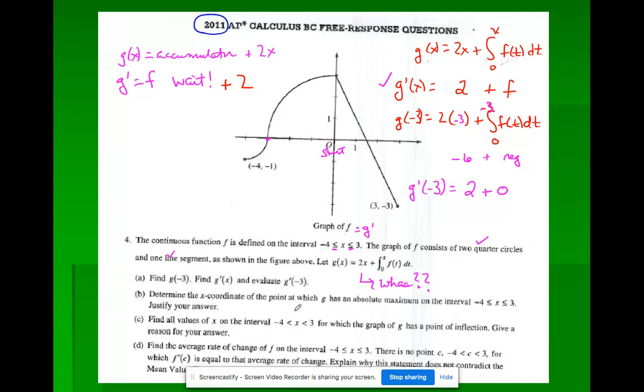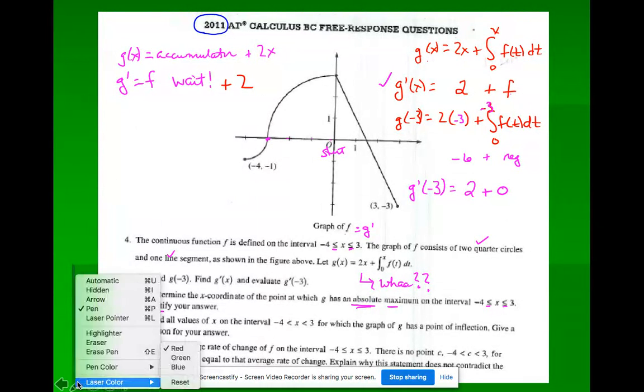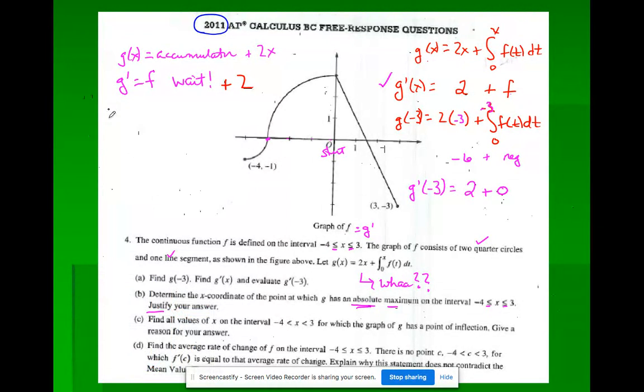So look at the next one. When it says determine the x-coordinate of the point at which g has an absolute maximum on the interval that includes the endpoints, justify your answer. So for part B here, my suspects are the endpoints. I forgot what it was, 3.